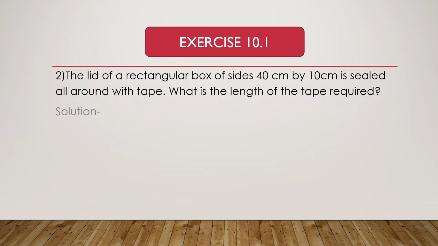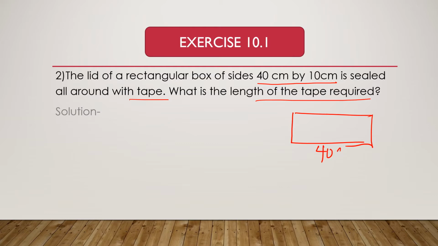Now we solve question number 2. Question number 2: The lid of a rectangular box of size 40 centimeter by 10 centimeter is sealed all around with tape. What is the length of the tape required? Rectangular box, this shape is a rectangle. This is the length, 40 centimeter, and this one is 10 centimeter.